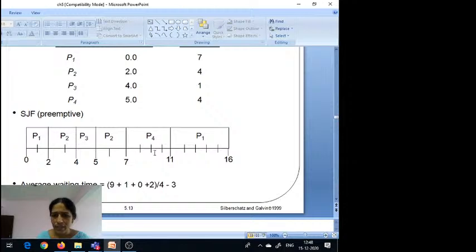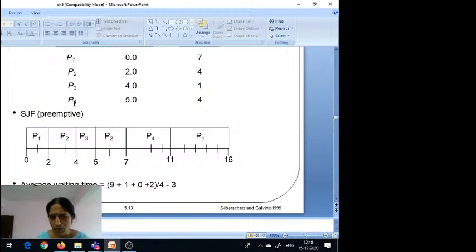Okay, next coming to P3 process. At what time does P3 enter the CPU? 4 milliseconds. That means 4 minus 4, 0. Again, the CPU burst time is only 1 millisecond, so this P3 never enters the CPU again, so there is no waiting time for this P3.